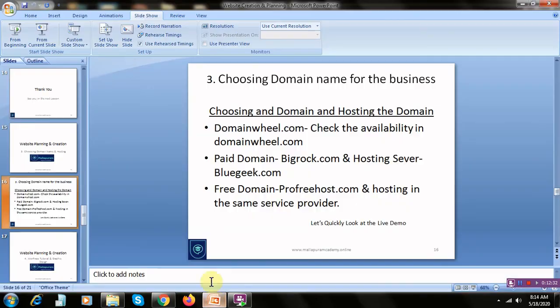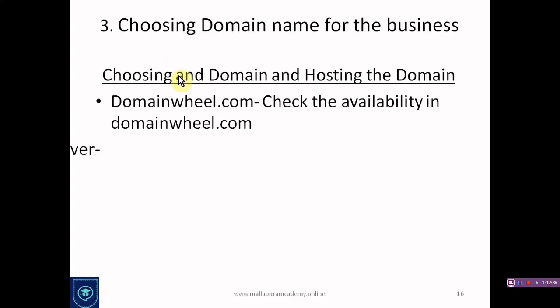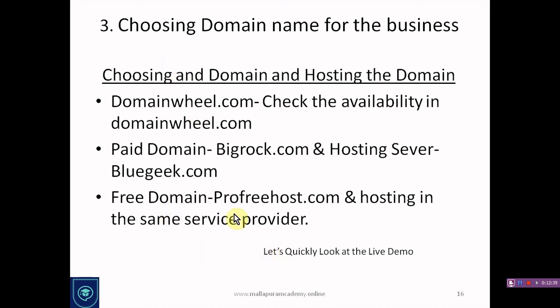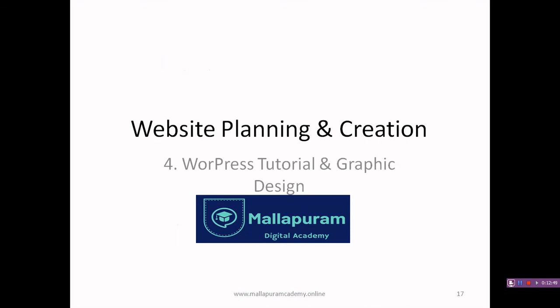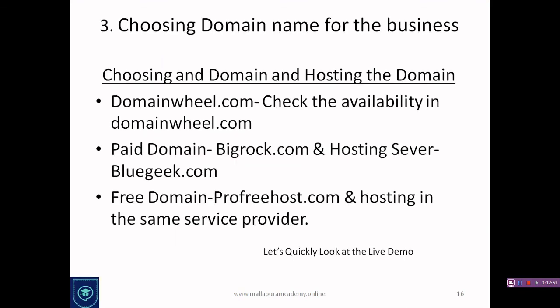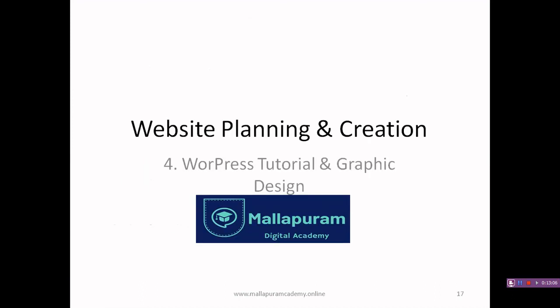Now the next step is that we have completed this process, free domain from profreehost.com, and hosting in the same service provider. The next step will be installing WordPress, going to the cPanel. So we'll have to wait for the account to be created or activated in profreehost.com. Once it is done, wait for half an hour and it will be created. And once you create that, let's go ahead and start our next lesson on website planning and creation.